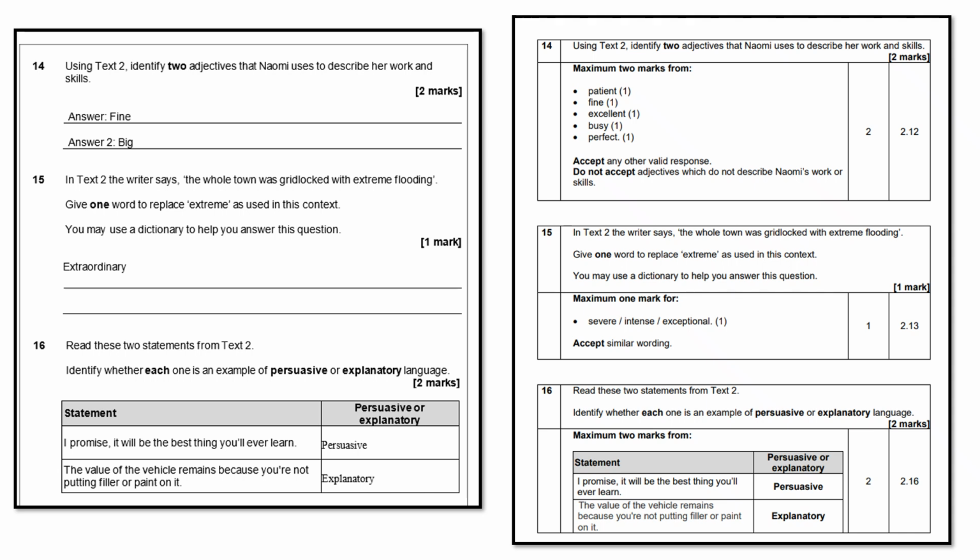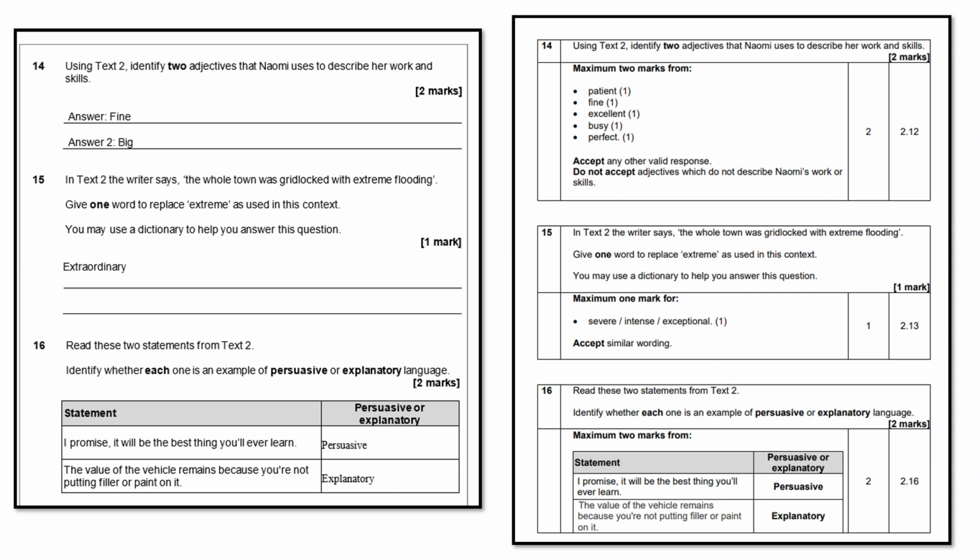So this answer would be awarded 1 mark for "fine", the second bullet point in the mark scheme, but while "big" is an adjective, it's not used to describe Naomi's work or skills. So learners will only get the mark if they quote the specific adjective word.